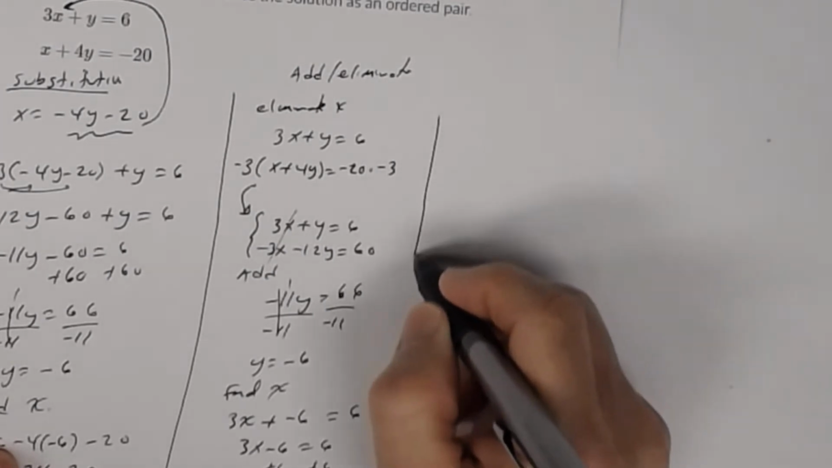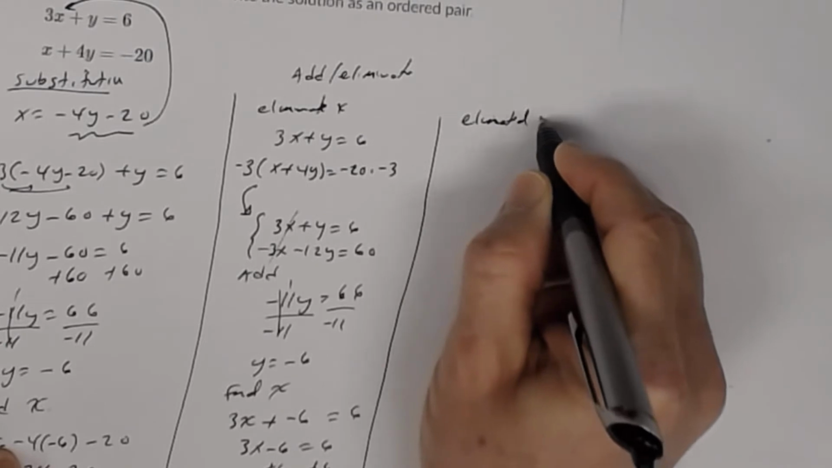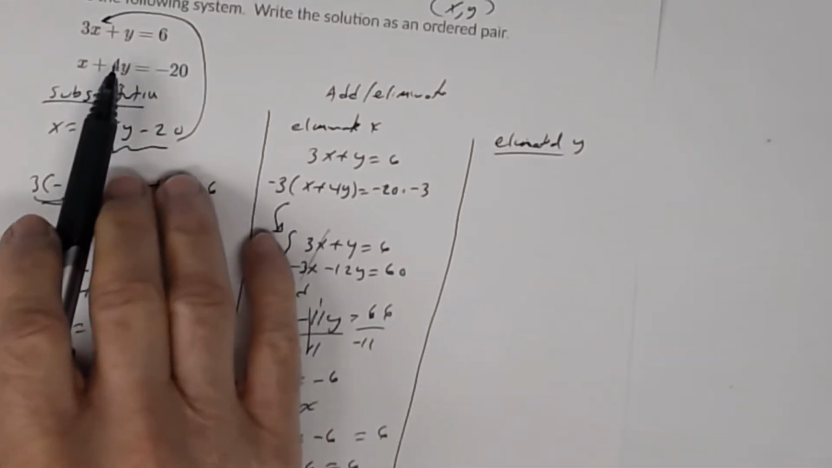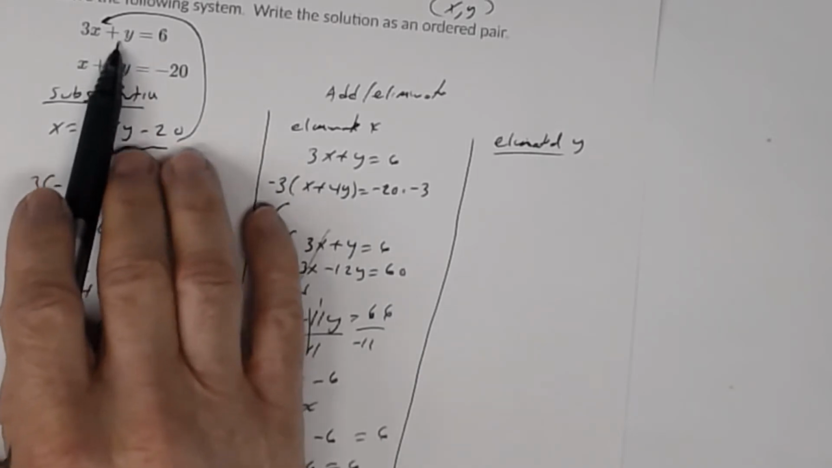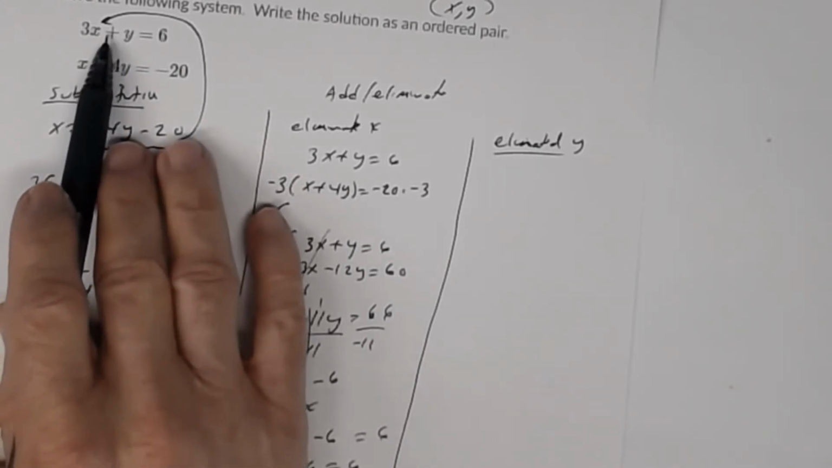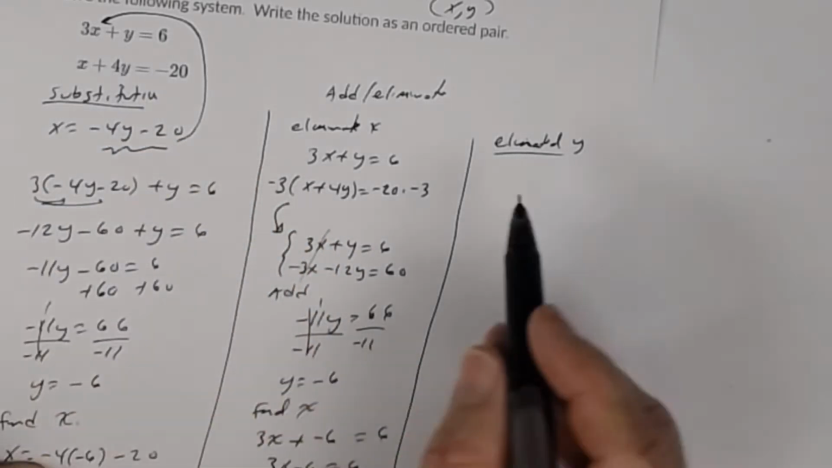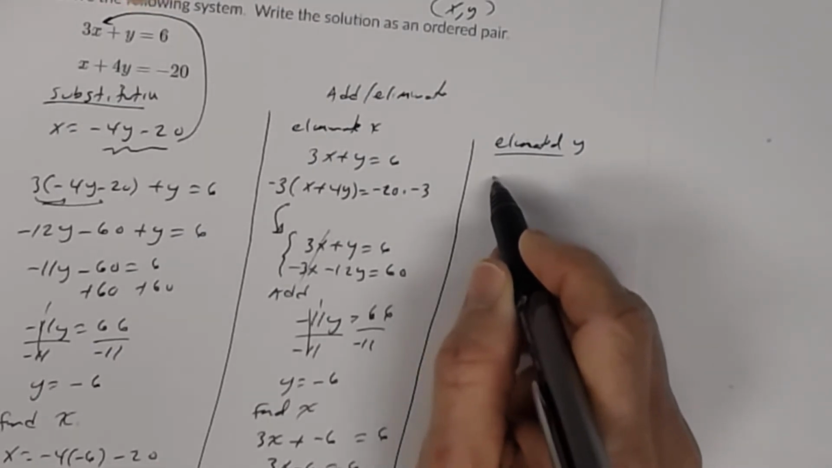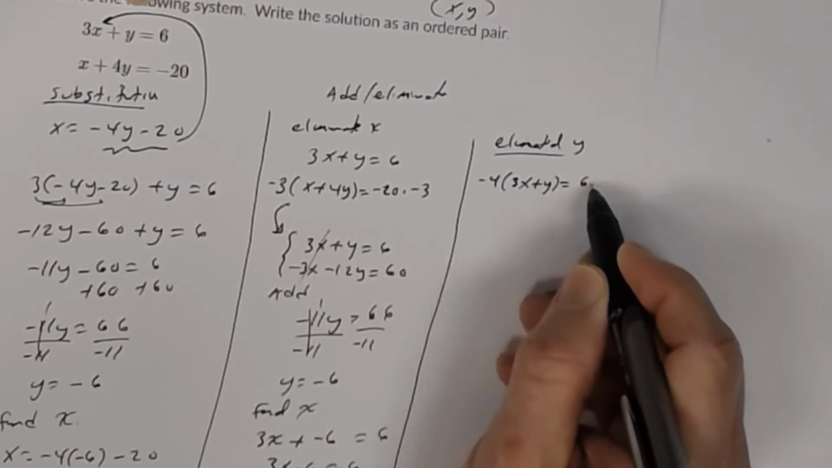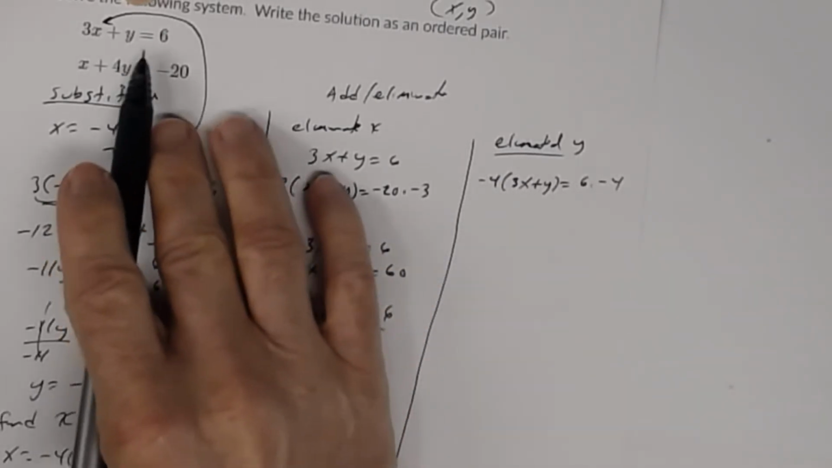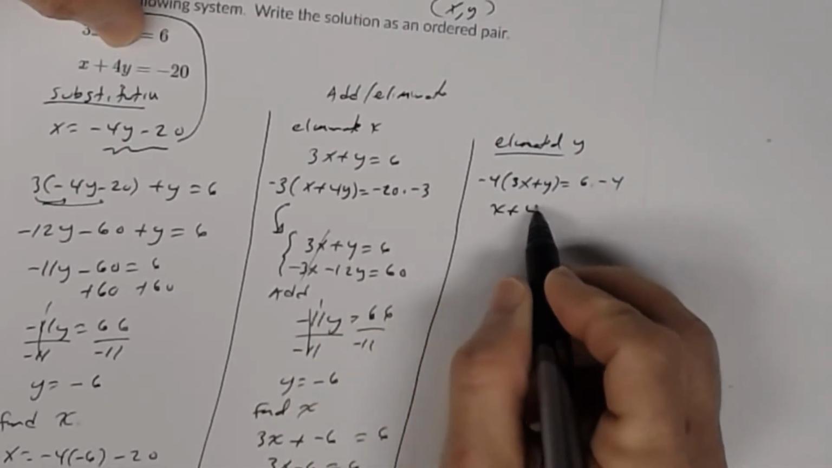Now let's see what you would have done if you eliminated the y. Same idea. The least common multiple of 1 and 4 is 4. Remember, to eliminate the y, you want these to be opposites. So I'm going to multiply both sides of the first equation by negative 4. Then the second equation I'm going to keep as it is.